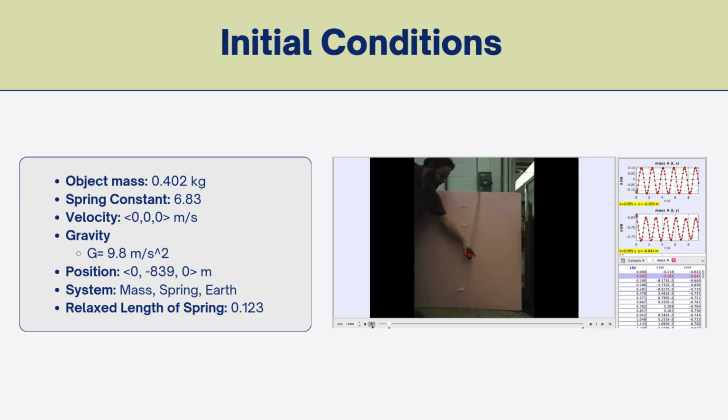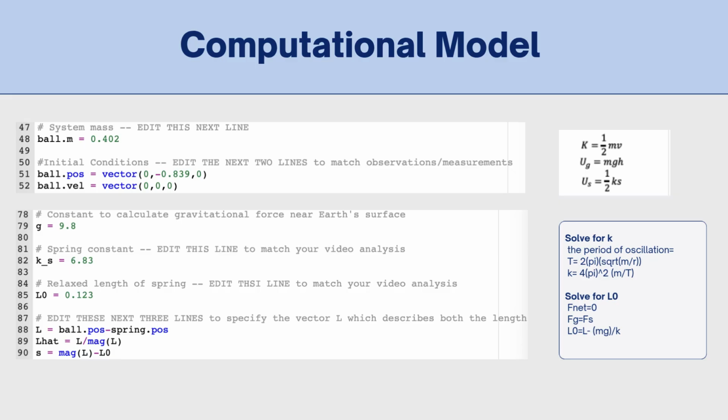The position was 0 in the x direction, negative 839 in the y direction, and 0 in the z direction, and this was in meters. And then the system was the mass, the spring, and Earth. And the relaxed length of the spring was 0.123.